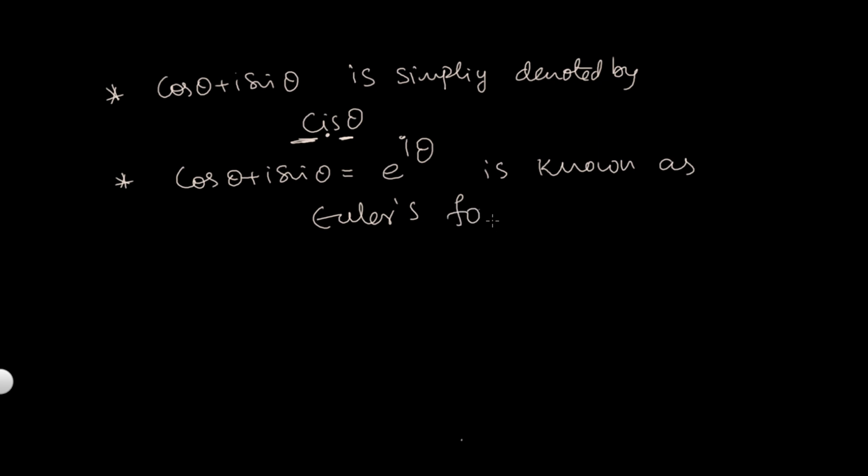In the short way we can write cos theta plus i sin theta equal to cis theta, or else e to the power of i theta, which is nothing but Euler's formula. Now simplify in the short way.